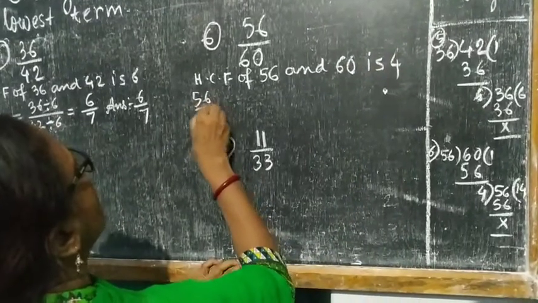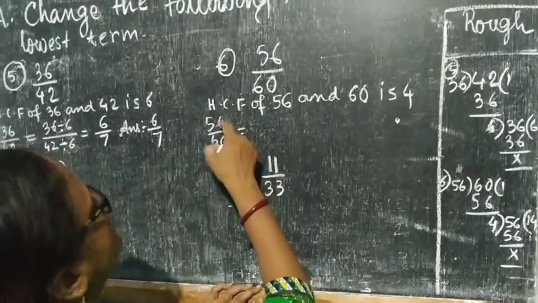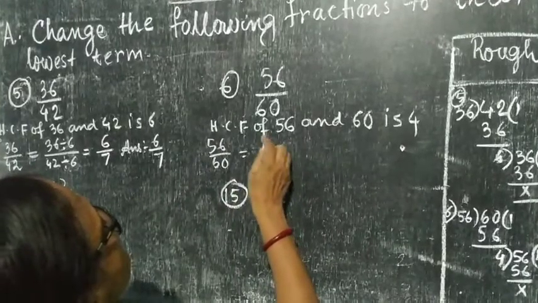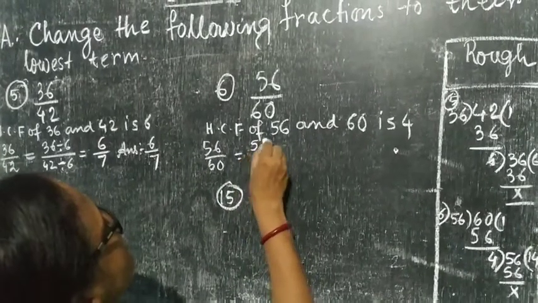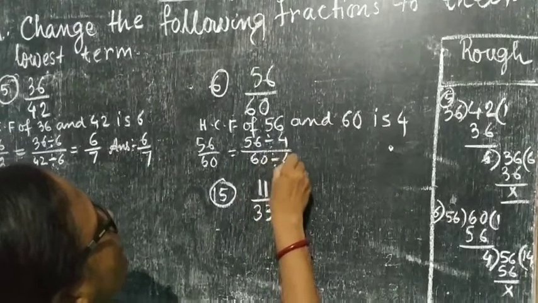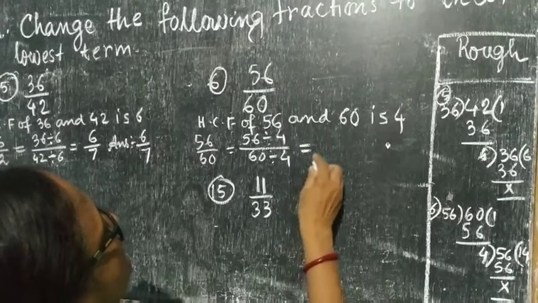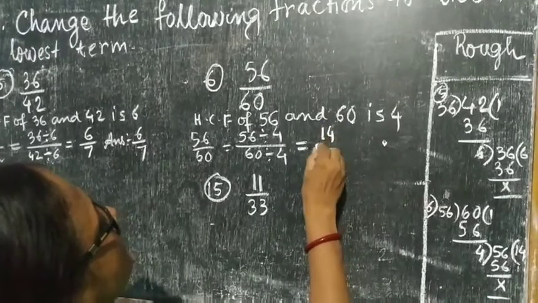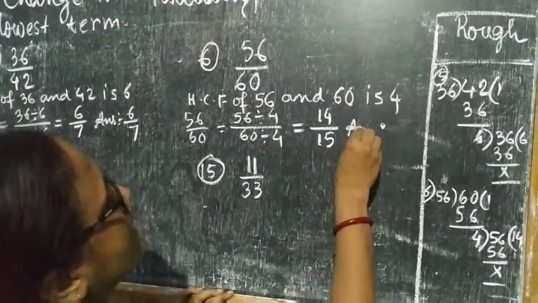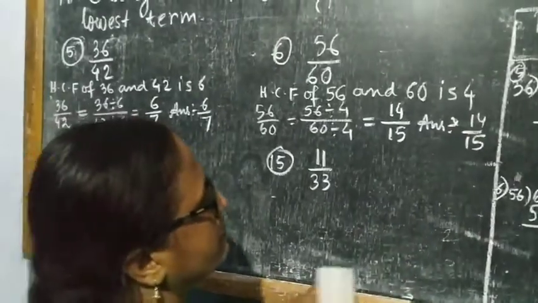So 56 by 60, you have to divide the numerator and the denominator of the fraction 56 by 60 by 4. So 56 divided by 4 and 60 divided by 4. So 56 divided by 4, how much it is coming? 14. And 60 divided by 4, 15. So answer 14 by 15.